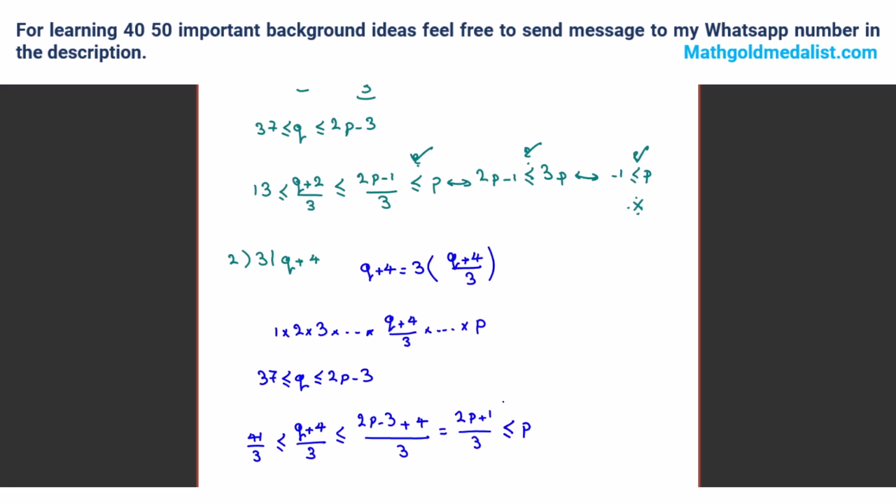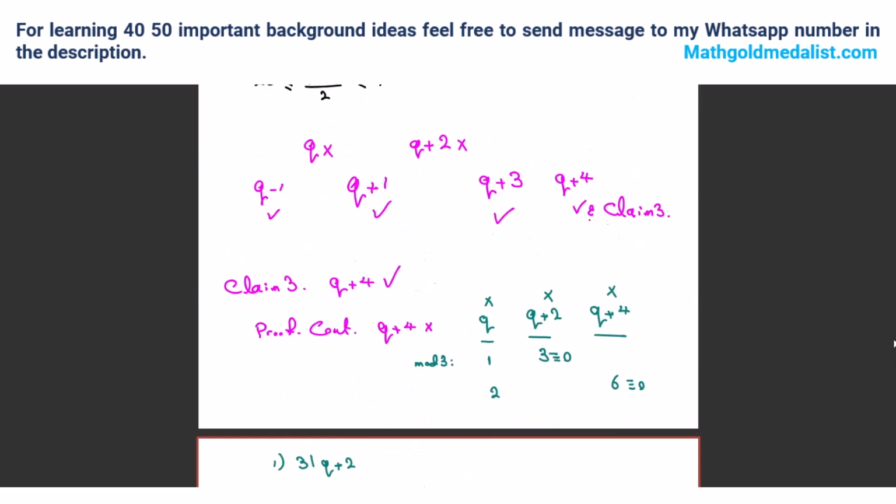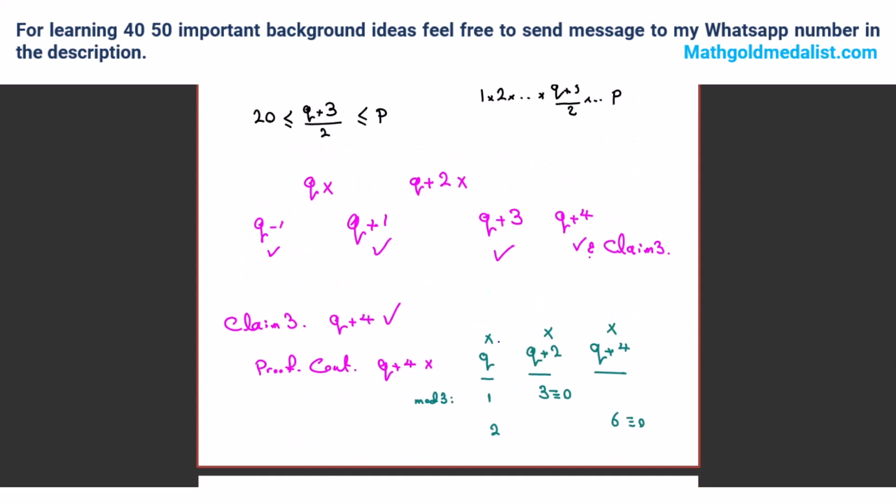So why is it less than or equal to p? Exactly like this. If you multiply both sides by 3, 2p plus 1 is at most 3p, so it is equivalent. If you subtract 2p from both sides, it is equivalent that p is at least 1, so all of them are correct. So again, we reach contradiction because q plus 4 is a divisor, so we can't have this case, okay, as claim 3.